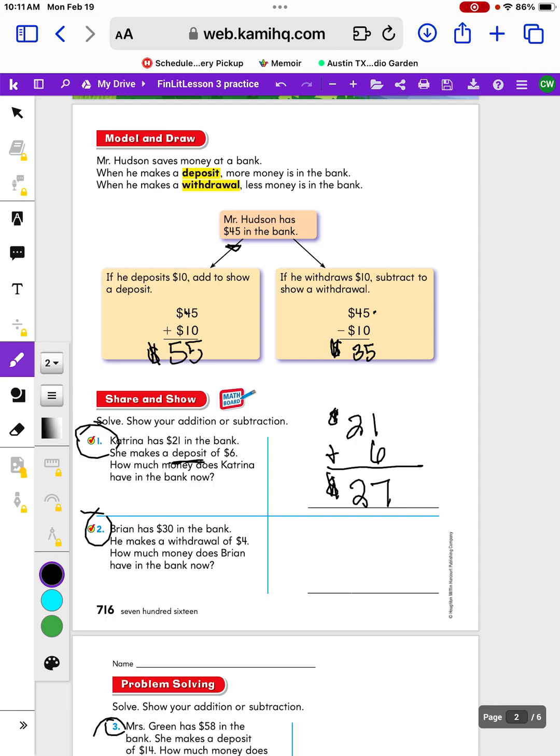Number 2, Brian has $30 in the bank. He makes a withdrawal of 4. How much money does Brian have in the bank now? Remember, withdrawal means subtract. So if Brian has $30 in the bank and then we withdraw 4, we've got to make sure we're subtracting it. We have the subtraction sign. So I do not have more on the top. I have more on the floor. So I need to go next door and get some more. So my 3 turns into a 2. My 0 turns into a 10. 10 minus 4 is 6. 2 minus 0 is 2. So he has $26 left in the bank.